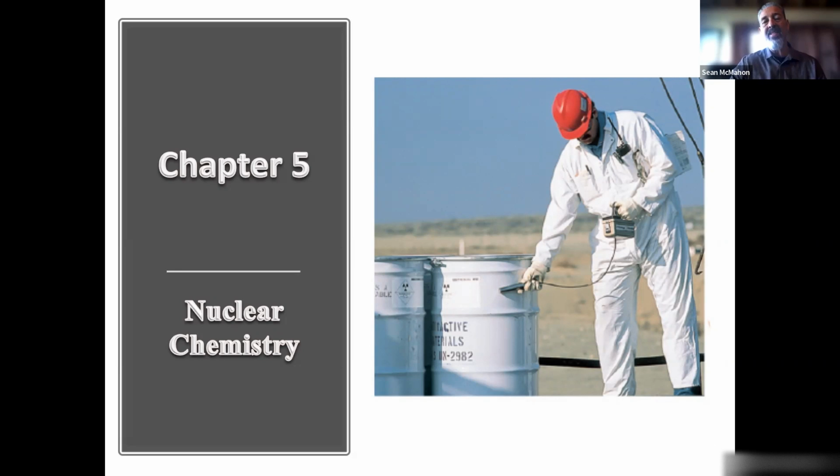Typically, because of time constraints, I do omit some portions of Chapter 5 in the lecture. For example, I omit the topics of fusion and fission, using nuclear energy as a power source, and some of the discussions of Geiger counters and how to count rads, the disintegrations per minute.